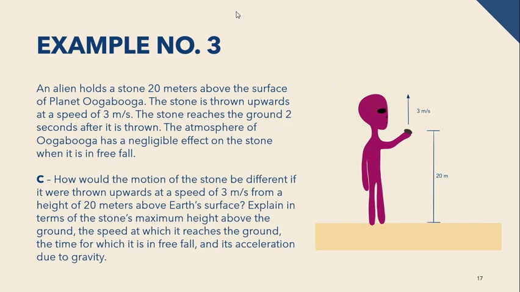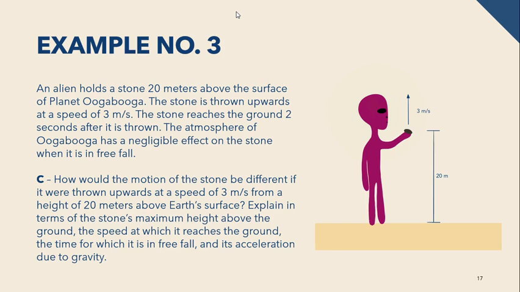Example number 3, part C. How would the motion of the stone be different if it were thrown upwards at a speed of 3 meters per second from a height of 20 meters above Earth's surface? Explain in terms of the stone's maximum height above the ground, the speed at which it reaches the ground, the time for which it is in free fall, and its acceleration due to gravity.